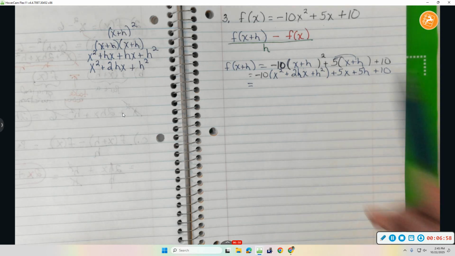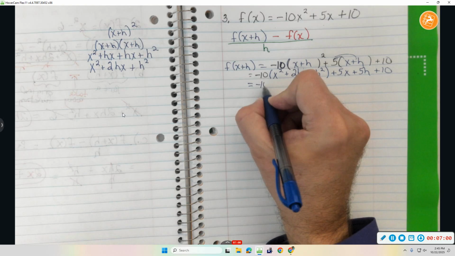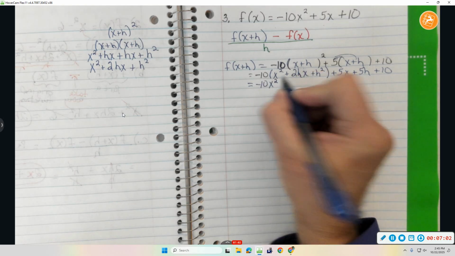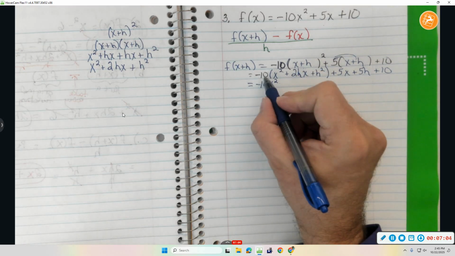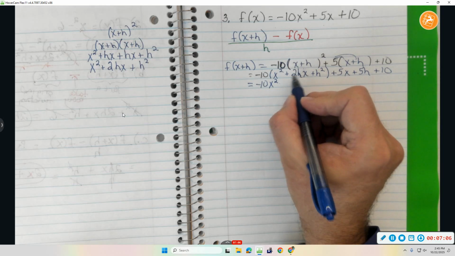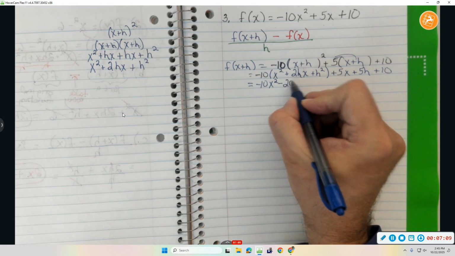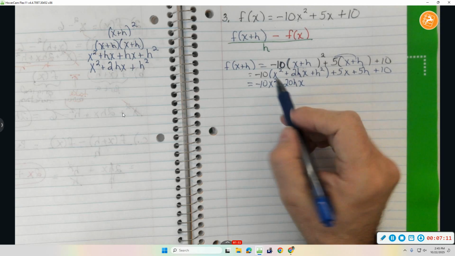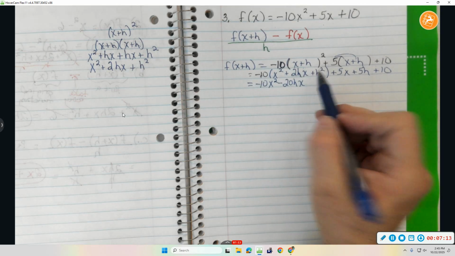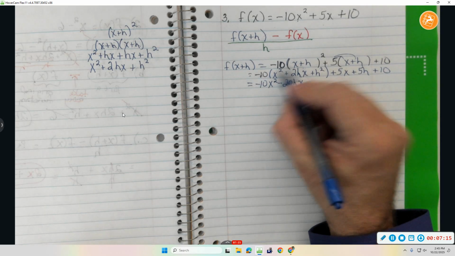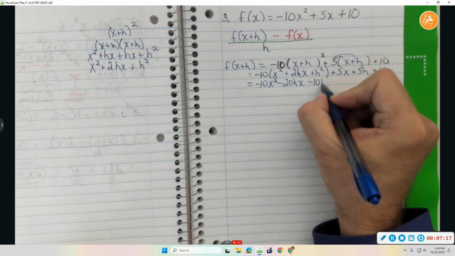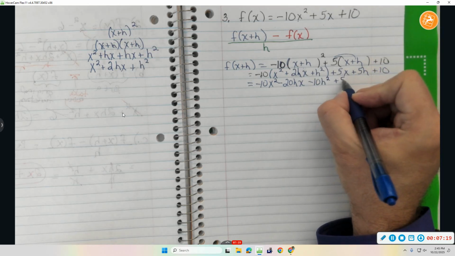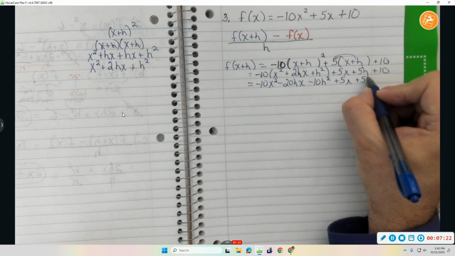So, negative 10x squared. Y'all tell me what the next term's going to be. It's distributing that negative 10. Negative 20hx and... no, 10. And we still have the plus 5x, plus 5h.